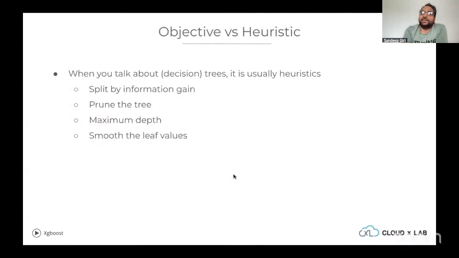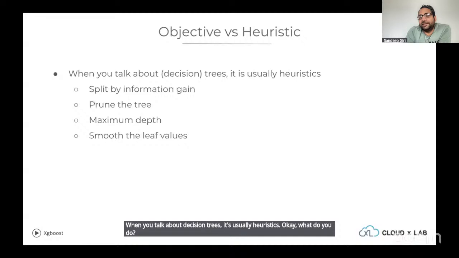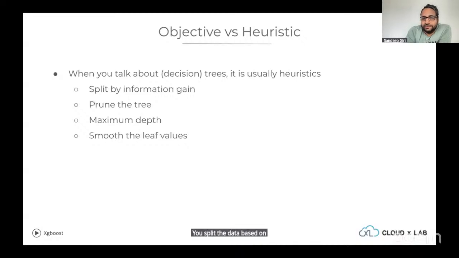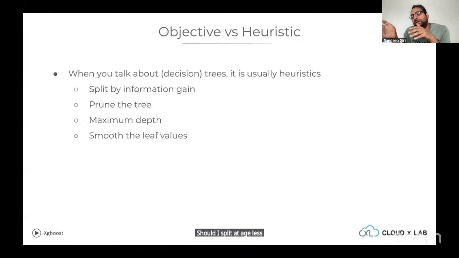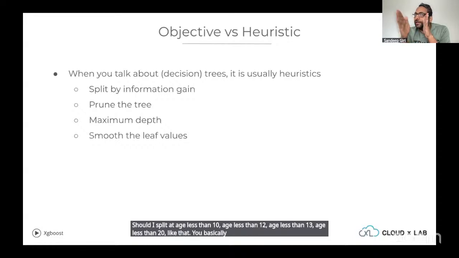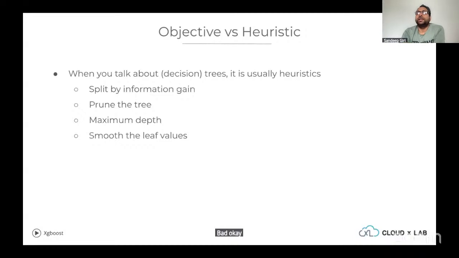When you talk about decision trees, it's usually heuristics. What do you do? You split the data based on information gain. You go over the data set, checking, should I split here? Should I split at age less than 10, age less than 12, age less than 13, age less than 20, like that. You keep trying to split and see after splitting, did we get good or did we go bad? That's called information gain.